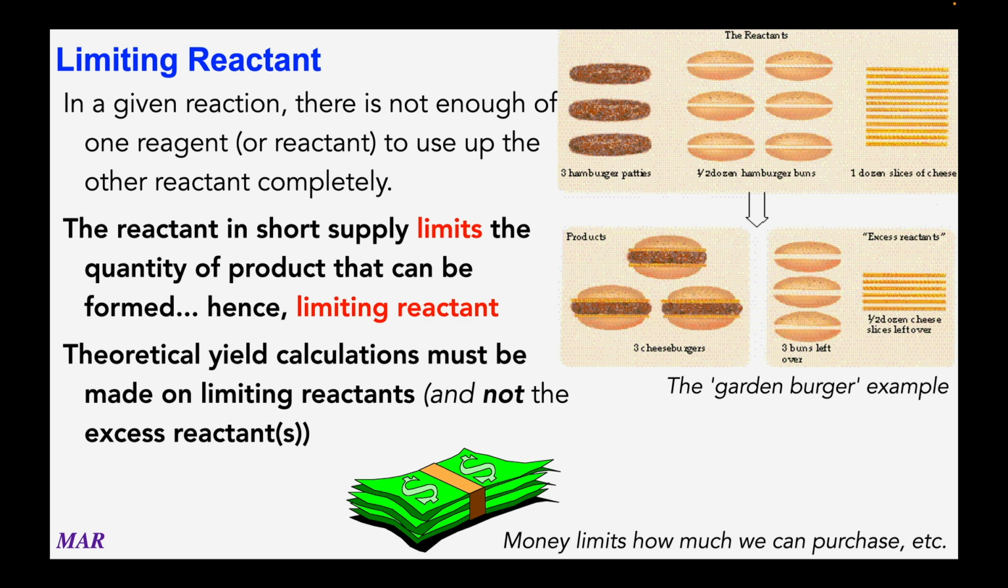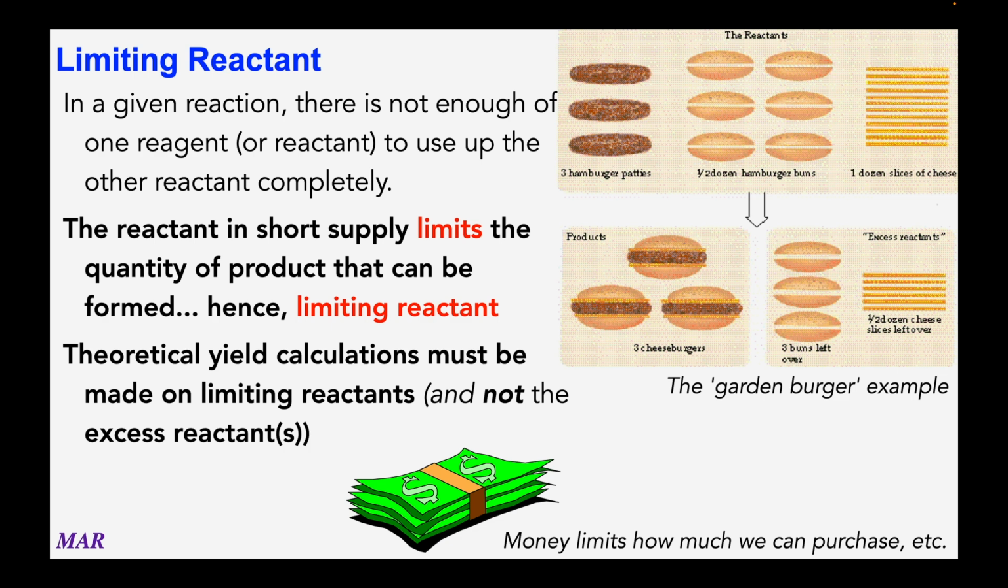So at the end of your reaction, all right, you'll have 3 of these ultimate burgers with a veggie patty, 2 pieces of cheese, and a bun. But you're also going to have reactants left over, 3 buns and 6 slices of cheese. So that's kind of the idea.